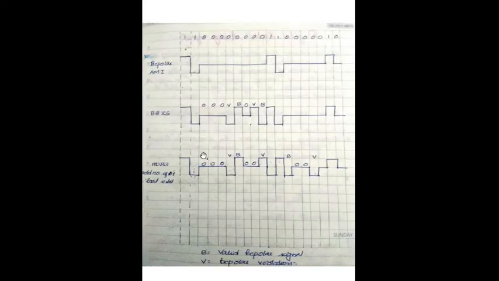So how can we encode it? 0 0, and this becomes a violation, because if this is negative, then this one should go to positive according to the bipolar AMI property. But with HDB3 it becomes negative, so it is a violation. So this becomes 0 0 0 and V.